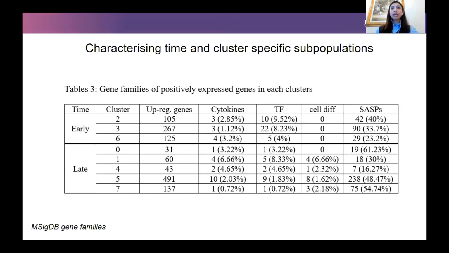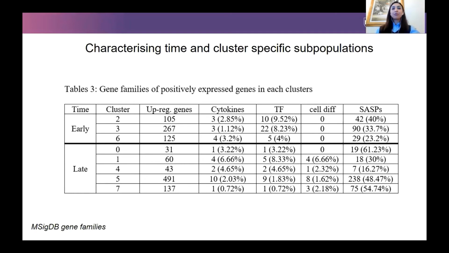I was mainly interested in the gene families that are important in senescence and aging, including cytokines and obviously SASP, and cell differentiation markers. So cytokines, you can see that they are actually across the board in all clusters and time points. Transcription factors are mainly in early time point clusters, which makes sense because transcription factors are responsible for regulation of gene expression. And once proliferation is done and cells are entering the senescence state, they are not proliferating anymore, and they are essentially stuck in that state.